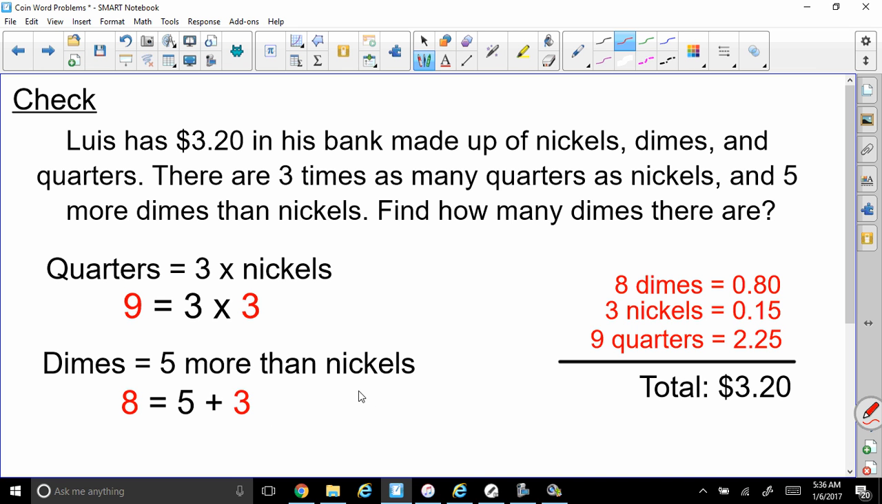But that's not the only check, because it said that Lewis had $3.20 in the bank. Well, if I had 8 dimes, that gives me 80 cents. If I had 3 nickels, that's 15 cents. If I had 9 quarters, that's a total of $2.25. If I added all that up, do you think it adds up to 320? Well, you get your calculator and you check it, because I believe it does. That was a good problem.